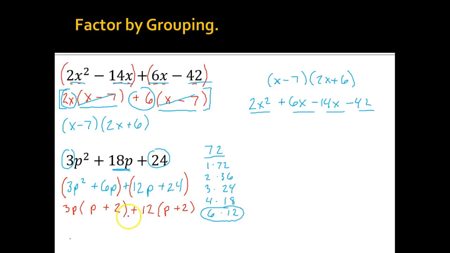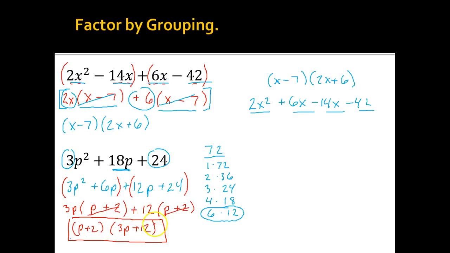And there we have it, our p plus 2, common factors there, p plus 2. If we take those out, what's left over? 3p plus 12. And there we have it. We have our 2 factors.